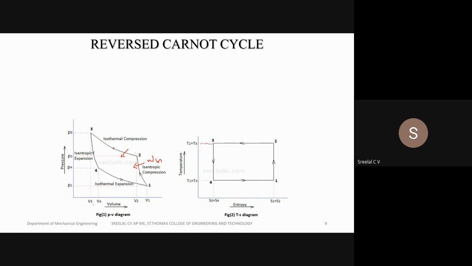Keep in mind that they will ask you to explain the reverse Carnot cycle with the help of a PV and TS diagram. At that time you have to write all the variables changing in each stage. So here we are giving work input, and here it is an isothermal compression process.